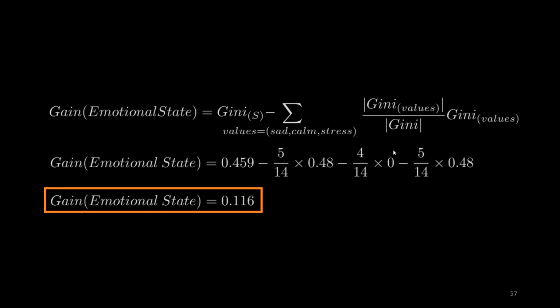These are the Gini values, that is 0.480 and 0.48. And this is our Gini of the whole data set. So if we solve all these values, we will get 0.116, which is the information gain of the whole feature, that is the emotional state.